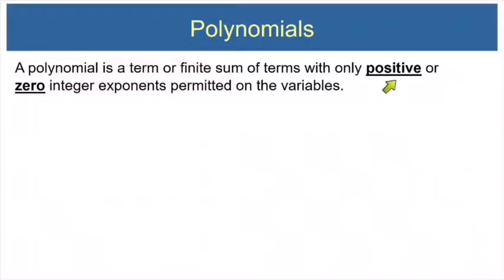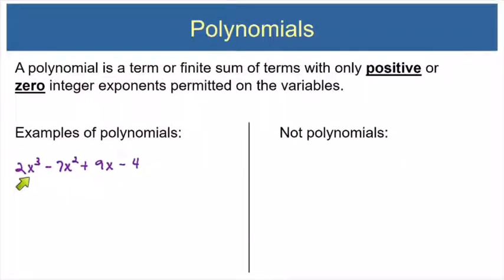And it can only have positive or zero integer exponents on the variables. So let me give you some examples of things that are polynomials and things that are not. If we had 2x to the third minus 7x squared plus 9x minus 4, that's definitely a polynomial. It's 4 separate terms. Notice that the exponents on the variables are all either positive integers, or in the case of this constant, it would be a 0 because you don't see the variable at all. So you can think of it like the power on the variable is 0. Another example of a polynomial would be 1/2 x to the fifth plus 2/3 x squared minus 5.